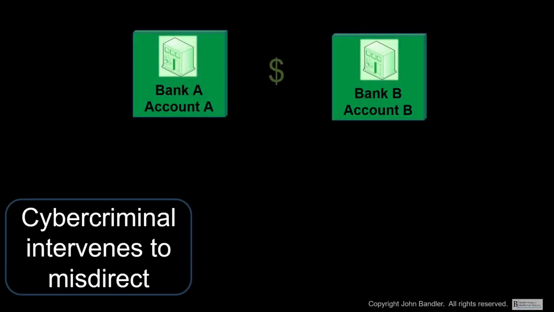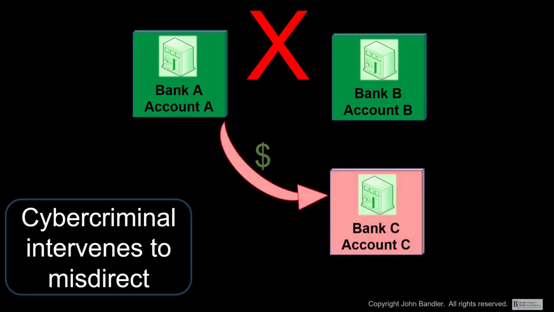With this cybercrime, the cybercriminal intervenes to misdirect where the money goes. They pretend to be someone, they impersonate someone, and the money, instead of going to where it's supposed to go, the sender sends it to a bank account controlled by the criminal. And that's the basics. We're going to dive into it even more.